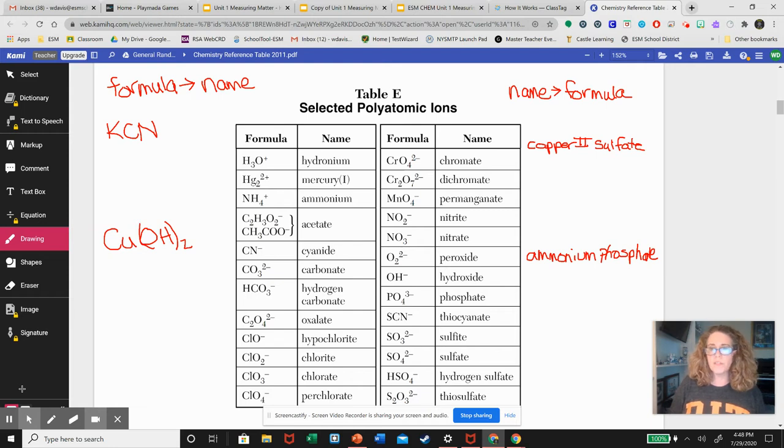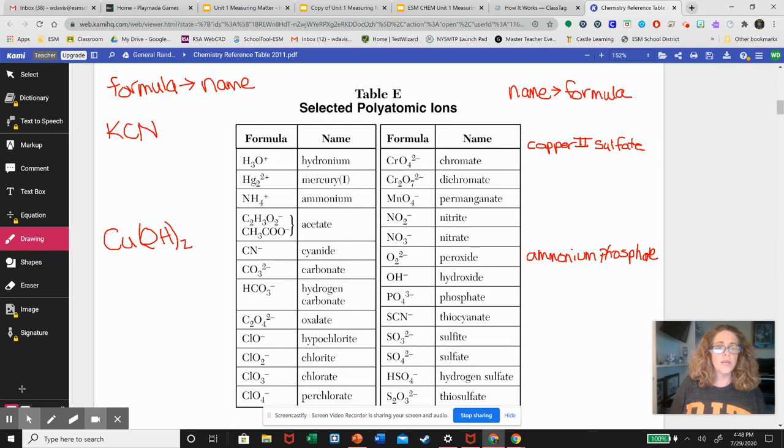So I've got a couple of examples that I've started for you. So just try to follow along. This is not going to be an introductory lesson on how to write and name formulas. This is to be something that you're going to use for review and reinforcement. So the first one, I'm given a formula. I'm given the formula KCN, and I need to come up with a name.